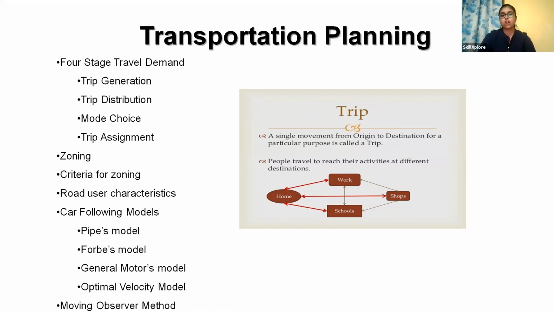Then additional portions are also considered, such as road user characteristics and car following models. These are introduced here because we have seen previous year questions from these areas. That is the Pipes model, the FOBS model, the General Motors model, the optimal velocity model, then the moving observer method. And some example problems will also be discussed. For each and every section which we have mentioned here, we will be giving you example problems just after this session. And after completing the complete sessions, we will be giving you quizzes, and you can take the quizzes, and a mock test will also be there.